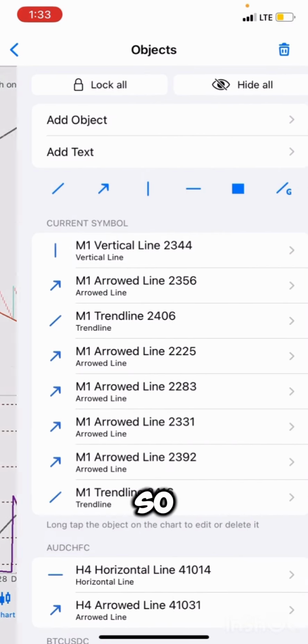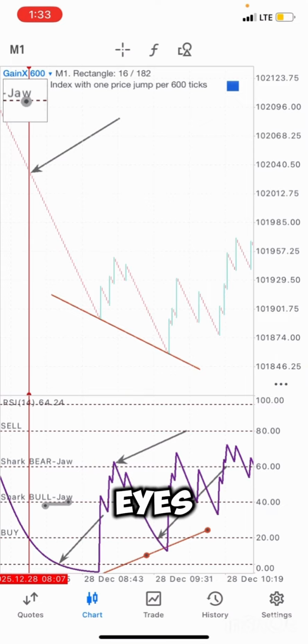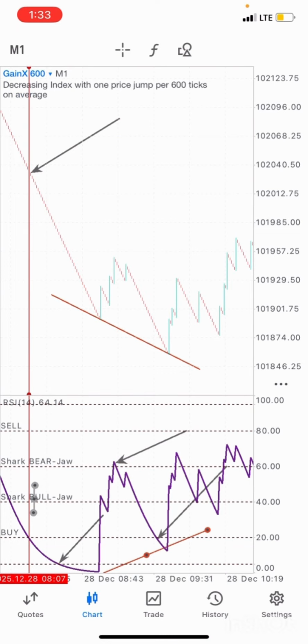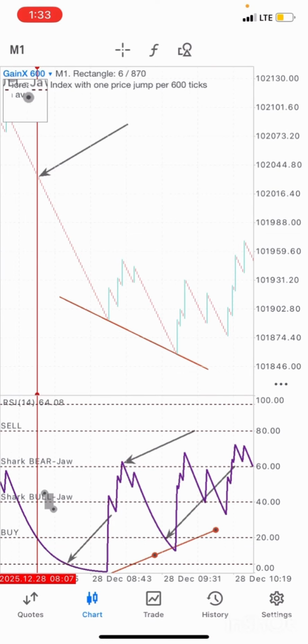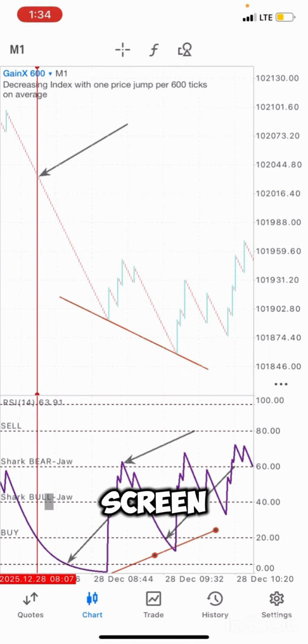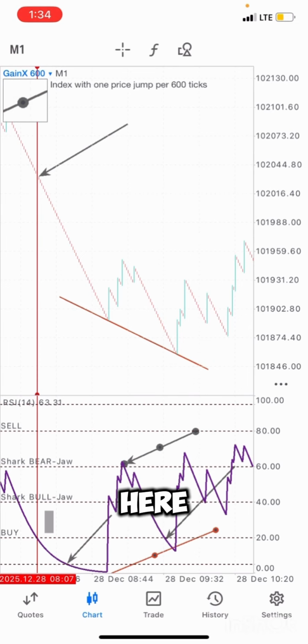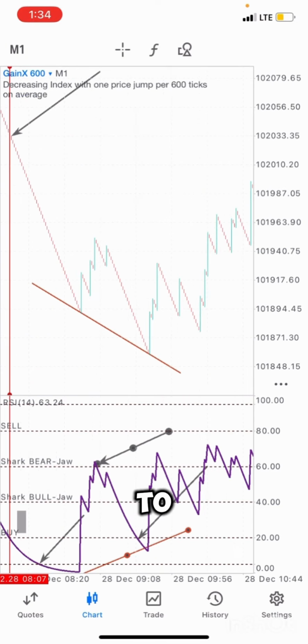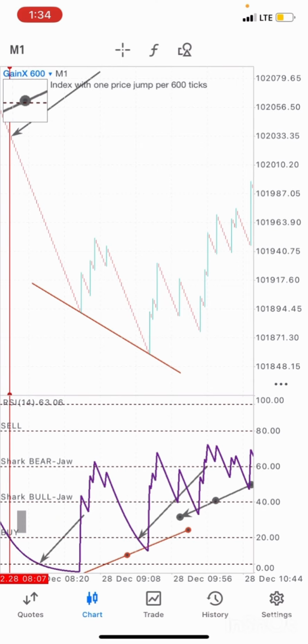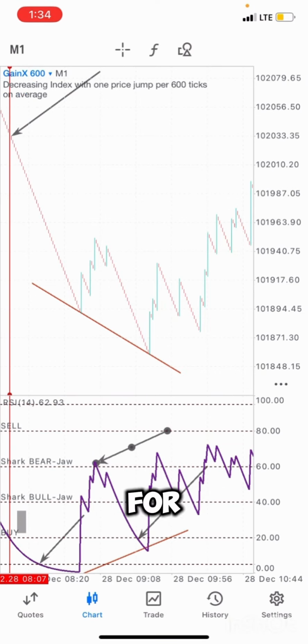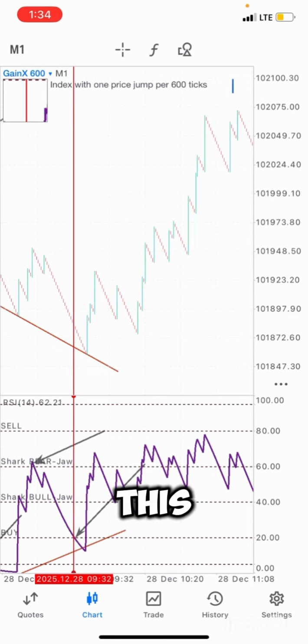You can see that this is the eyes. This is the eyes of the shark. You can turn your screen to look at it. So after the formation of the upper jaw, and then price spikes to the shark bear jaw, which is here, now when price returns to the RSI level 20 like this, then you enter a trade for spikes. You enter a trade right at this level.